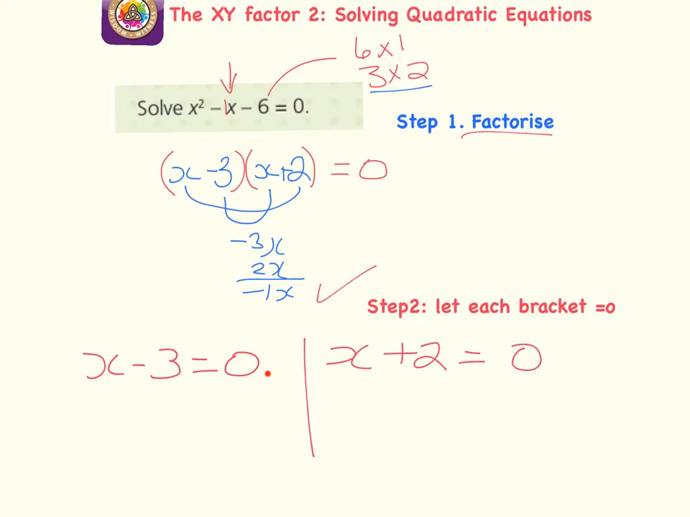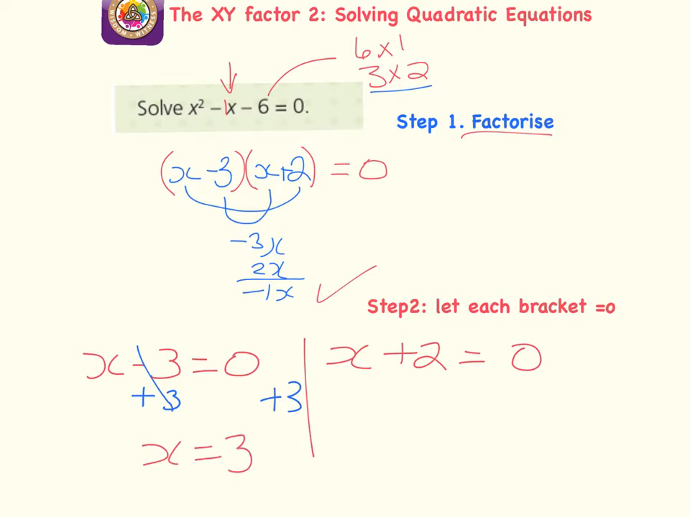Okay, so let's solve this bracket here. We're going to solve it using our balancing method. And remember, I want x on this side, everything else on the other. So essentially I want to get rid of this minus 3. If I add 3 to this side, well, I must do the same to the other side. The minus 3 and the plus 3 will cancel, so they're gone. And I'm now left with x equals 3. So I have solved that part.